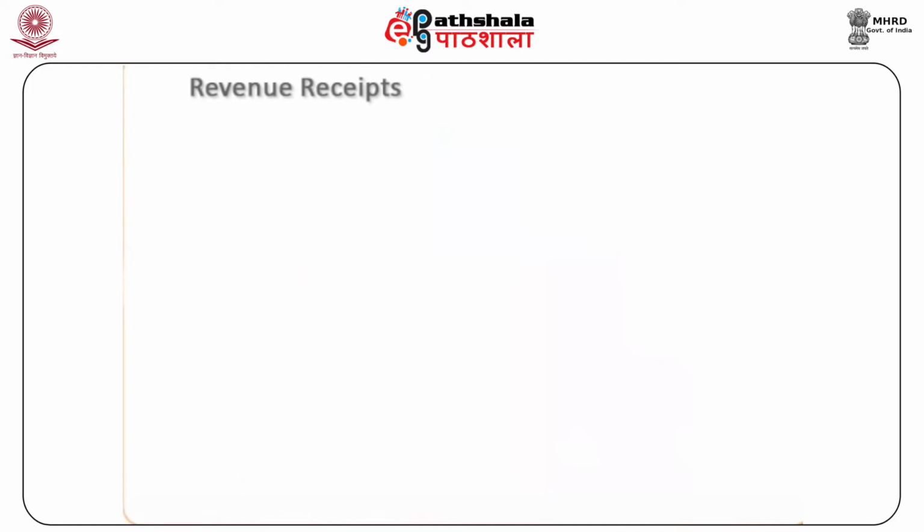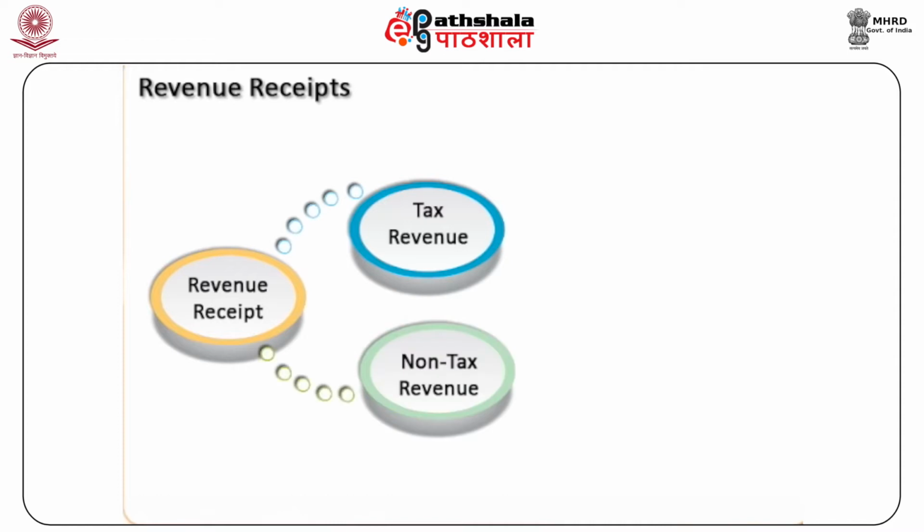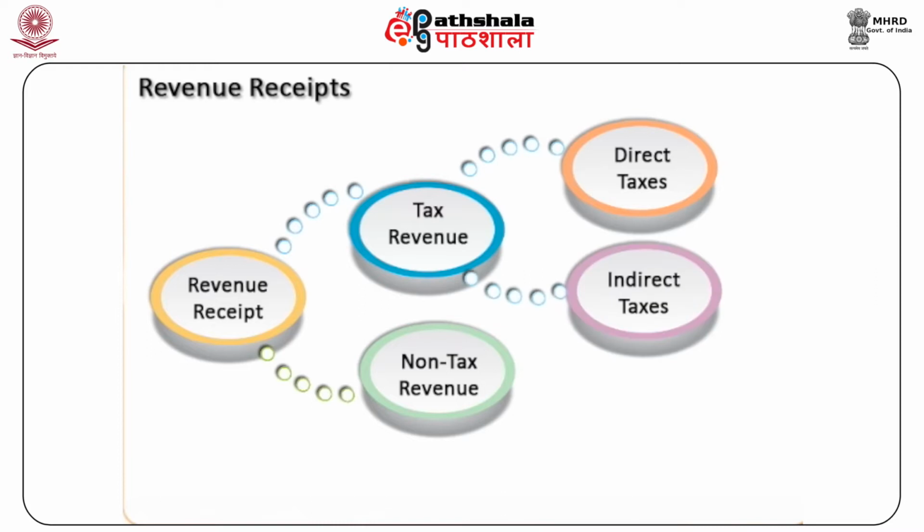All those receipts of the government which are non-redeemable are termed as revenue receipts. These receipts are divided into two heads: tax revenues and non-tax revenues. The tax revenues consist of direct taxes and indirect taxes. Greater attention has to be paid to raise funds through non-tax revenues because of the limitations of raising revenue through taxes. Since non-tax revenues broaden the source of revenue, they are vital in meeting the growing fiscal deficit and funding infrastructure investments.